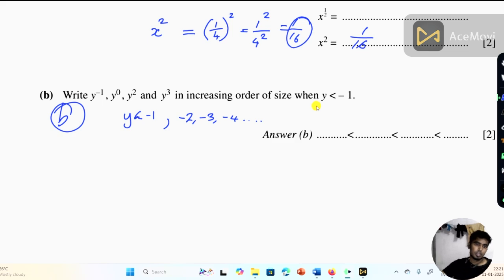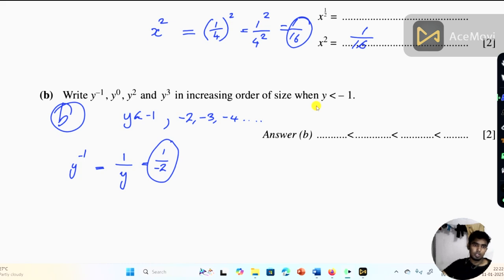Then first we can check y raised to minus 1. So y raised to minus 1 means we can just write this as 1 by y. Okay, so actually what is the y value here? I'm going to take minus 2, so it's 1 by minus 2. Okay, I'm just taking the y as 1 by minus 2. So 1 by minus 2, minus half, is less than 1.